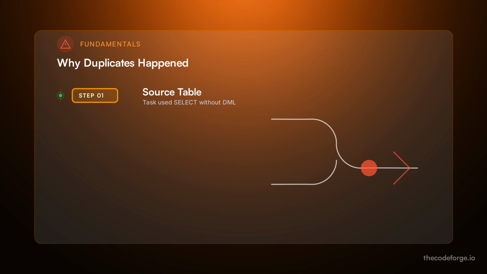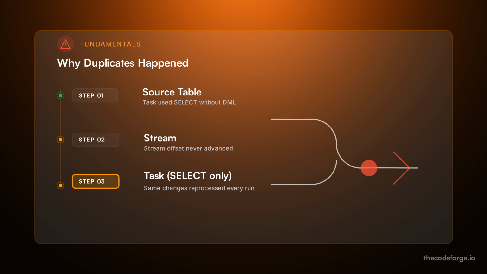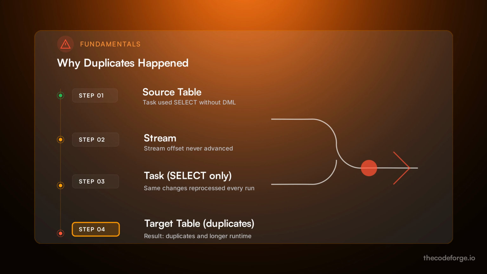Here's how it played out. The task selected from the stream inside a transaction, but never performed any DML. Since the stream offset only advances when a DML statement consumes it, the same changes were read every time the task ran. This caused duplicate rows and increased runtime as more data accumulated.